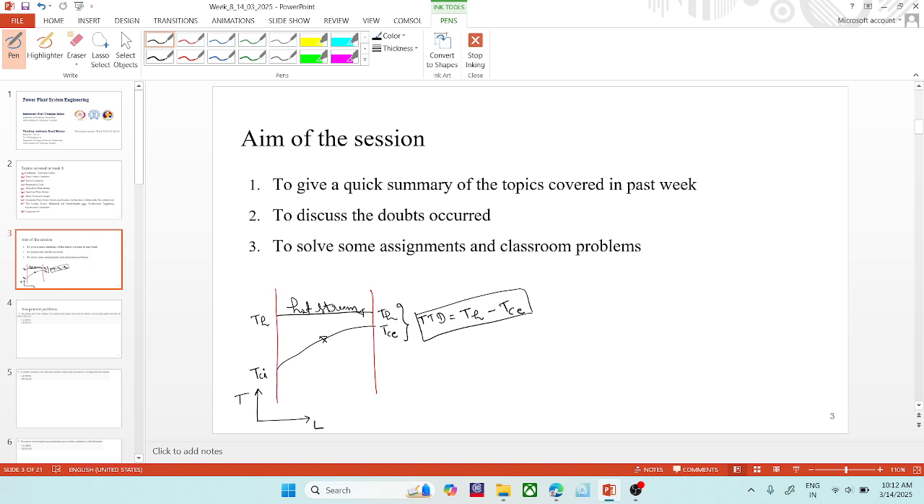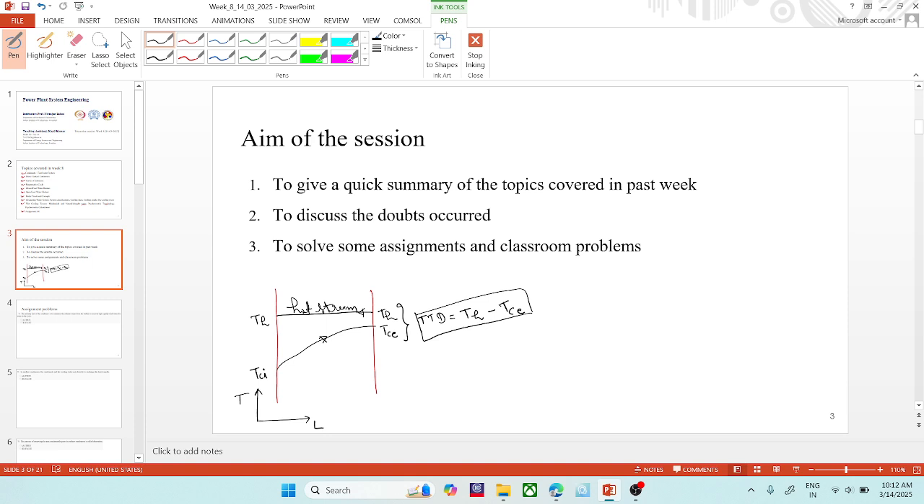In lecture 7, we have learned about the regenerative cycle, closed feed water heaters, open feed water heaters, and boiler treatment concepts. For the closed and open feed water heaters, we have learned about the TS diagram in the past lectures, so no need to repeat things here. And then we have solved some problems here also.